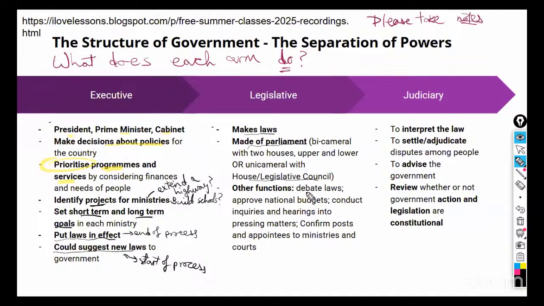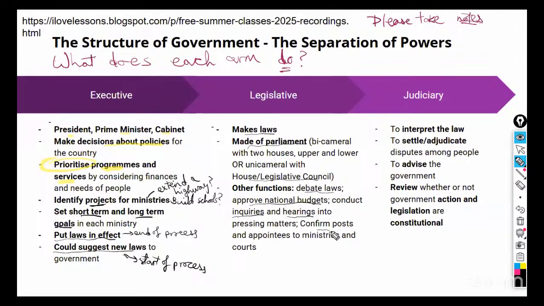What are their other functions? They have to debate the laws. So we have to look at how a law is made. They have to approve the national budget. Yes, this is how we're going to spend money. They can conduct inquiries. They can have a hearing. So why is this project to extend the highway still going on? Why is the price so over budget? They call in the people, they ask them questions, they make a decision, right?